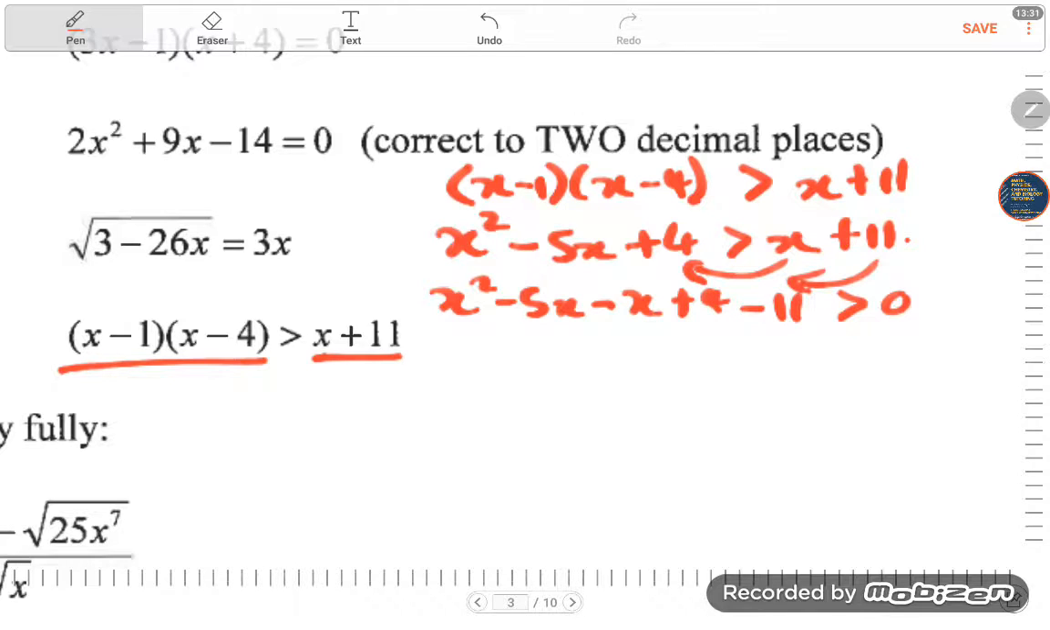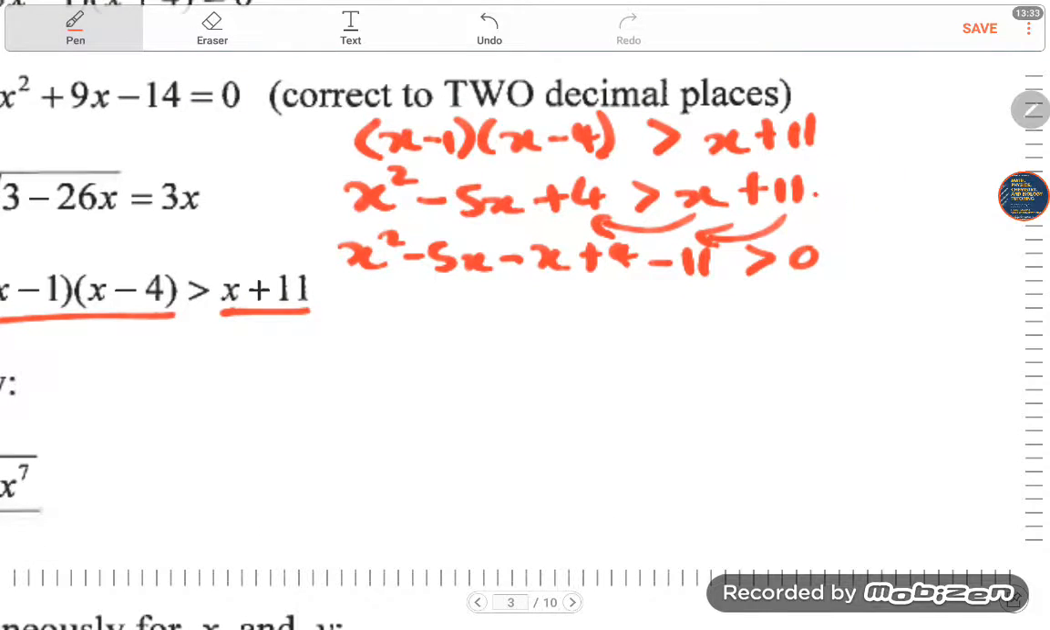Everything is greater than 0. There's nothing left on the right side. And then proceeding to simplify that, try your level best to show every stage.